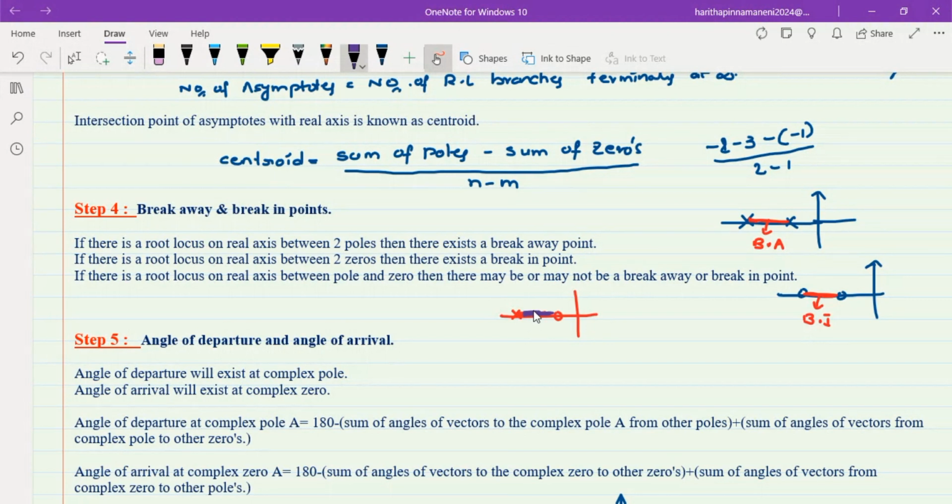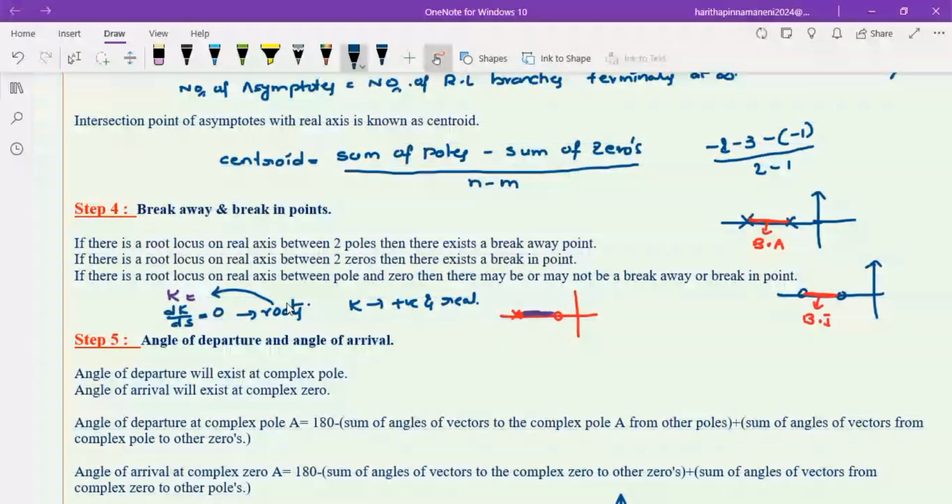And the procedure to find out these breakaway and break-in points is, you have to take the characteristic equation, and from the characteristic equation write the equation for k. Then differentiate this k with respect to s and equate it to 0. Then you will get some roots of this equation. Those roots you have to substitute in the equation k. Then if the k value is positive and real, so that roots are the actual breakaway or break-in points. Suppose if the k value is a negative value or it consists of some imaginary value, then the roots are not the actual breakaway and break-in points, so they won't exist.